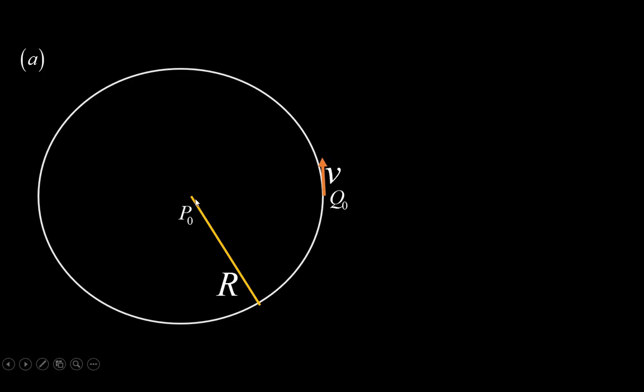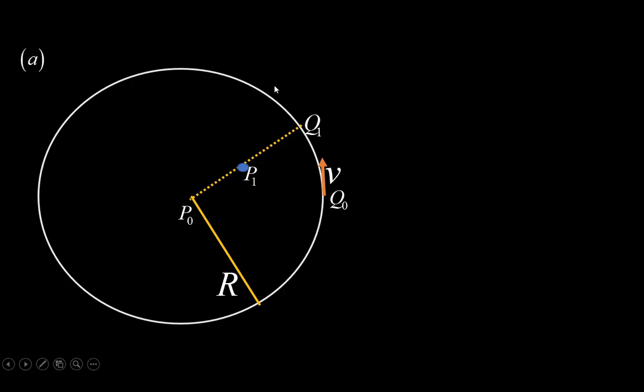There is a particle P at the center. Its initial position is P0, and it's given in the question that P is always on the radial line joining the Q. Suppose Q is at this position after some time, Q1, then P will be on this radial line. Suppose it's somewhere here. So this is the position of P corresponding to the position of Q, Q1 and P1. So these are corresponding positions.